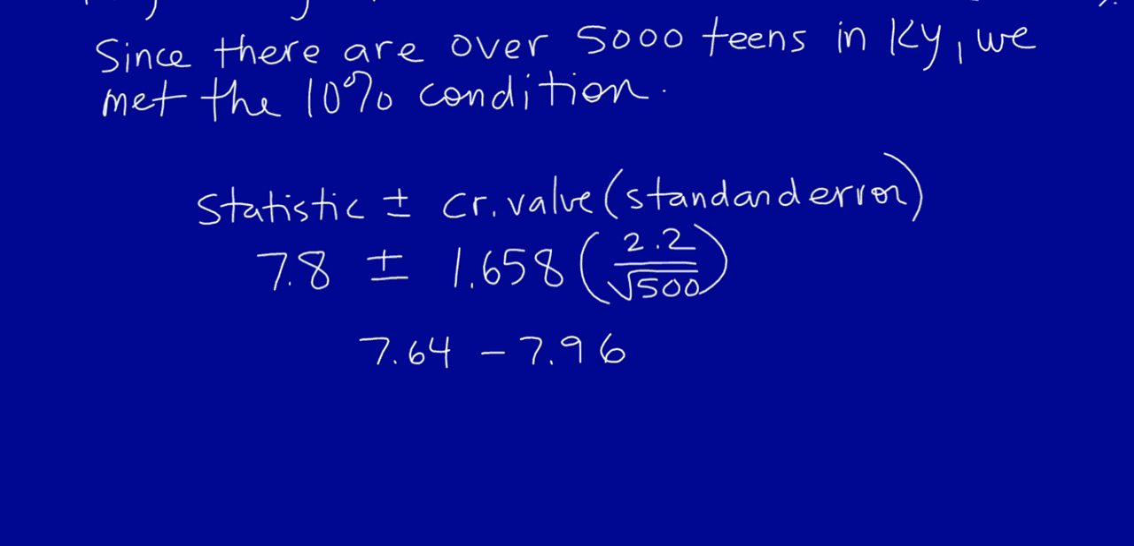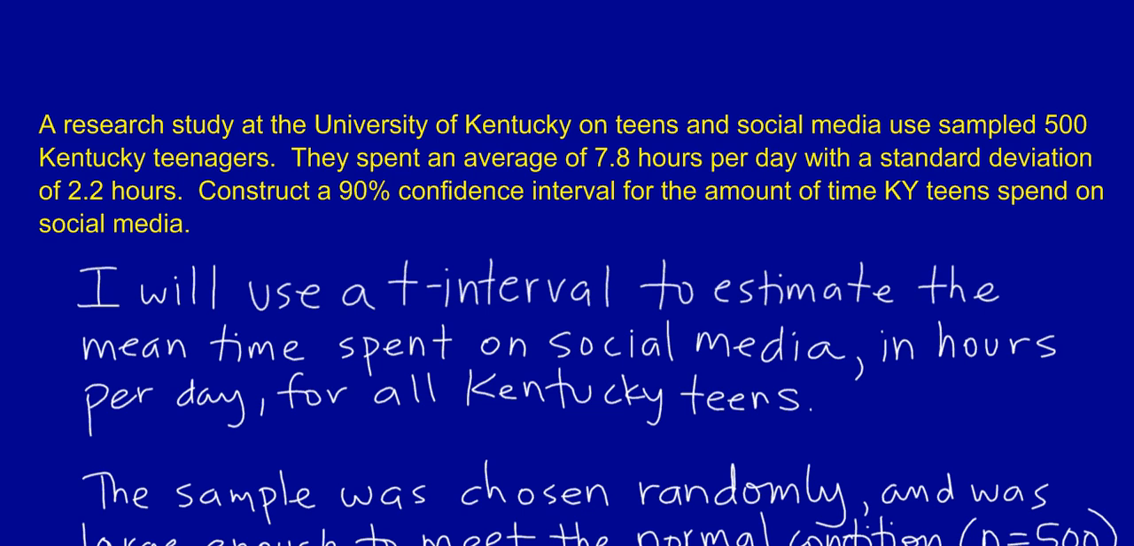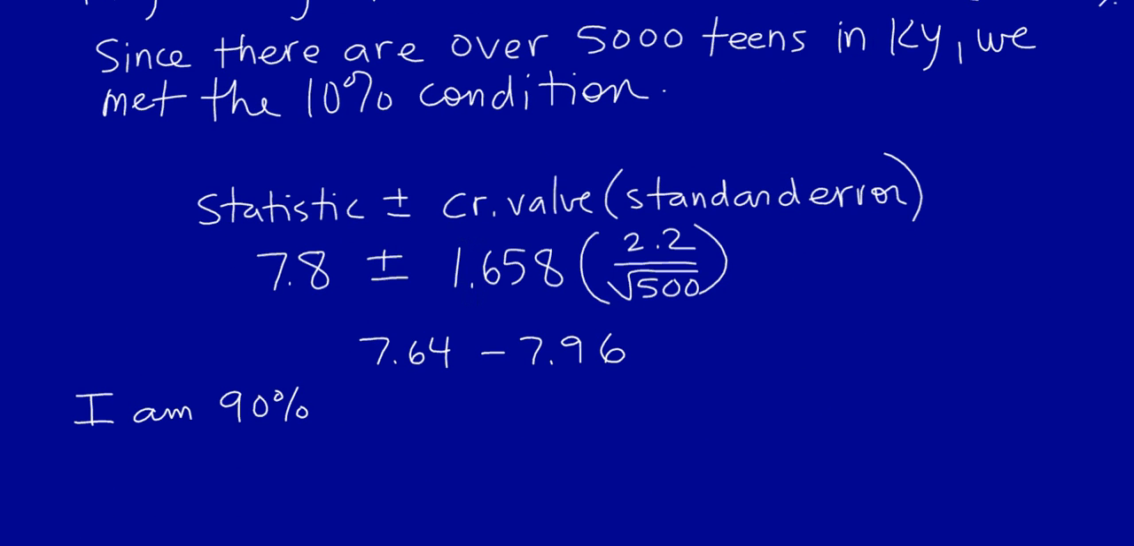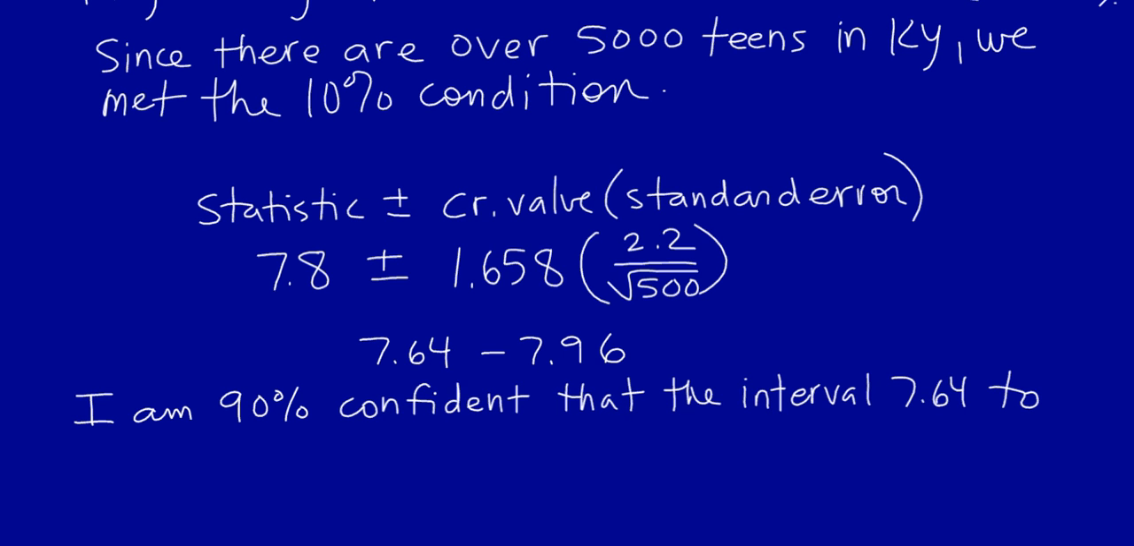All right, so this is that famous sentence that you need to have committed to memory. I am 90%. Usually that's going to be 95, but there's no reason we can't do 90. This question asked for 90. I am 90% confident that the interval 7.64 to 7.96 captures the true mean, now comes the context.